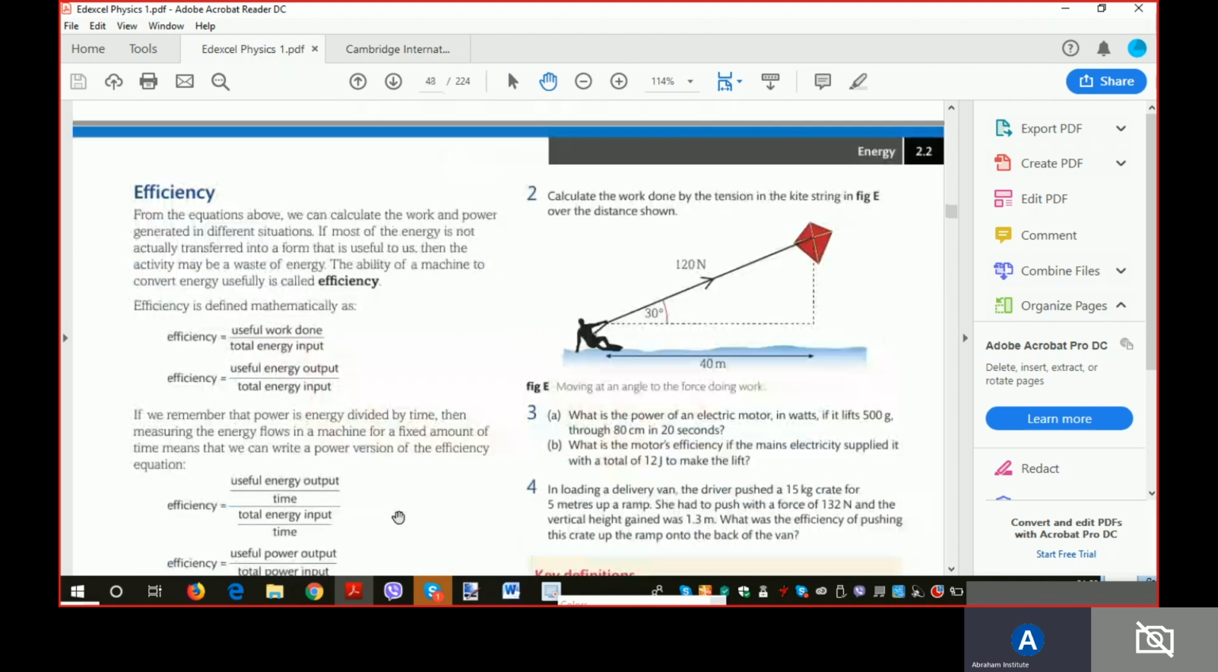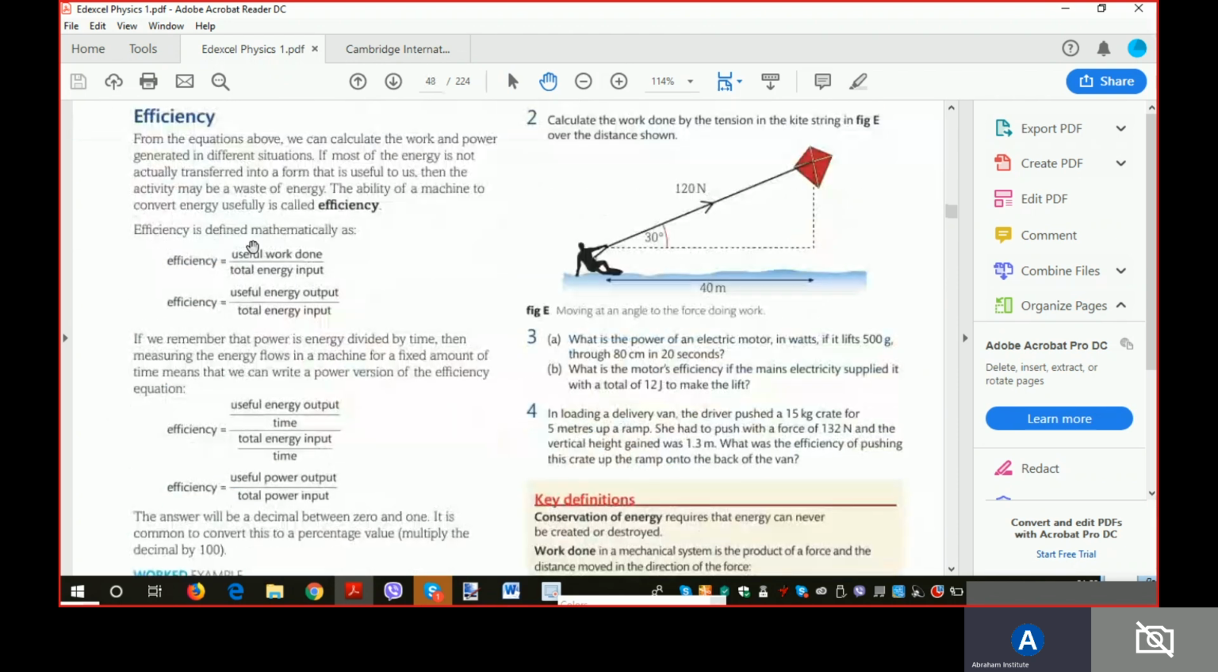Okay, then these equations again are extremely important. You have to understand these equations. Again, very simple. Efficiency is useful work done over total energy input. So output is on top, input is at the bottom in the denominator. So it's the useful work done divided by the total energy input.